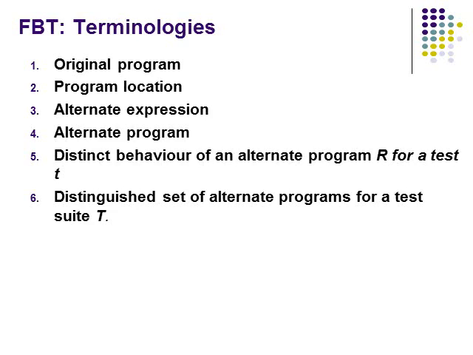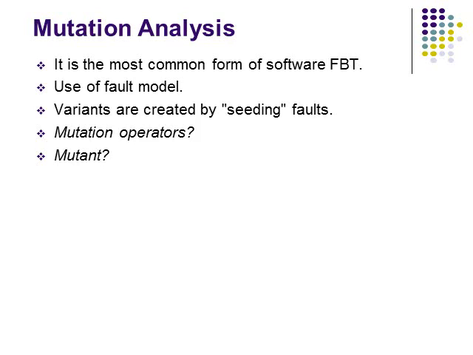Now we will see the last one, distinguished set of alternate programs for a test suite T. A set of alternate programs is distinct if each alternate program in the set can be distinguished from the original program by at least one test in T. Next, we will see mutation analysis. It is the most common form of software fault-based testing. Next, we will see the use of a fault model. A fault model is used to produce hypothetical faulty programs by creating variants of the program under test.